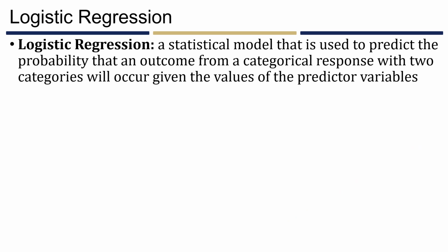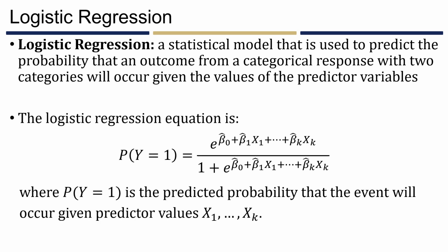Logistic regression is a statistical model that's used to predict the probability that some outcome from a categorical response that has two categories will occur, given the values of the predictor variables. The logistic regression equation looks like this. Over on the left-hand side, we have the probability that y is equal to 1. This is representing the probability that we witness a success. This probability is calculated using the equation that you see over on the right.